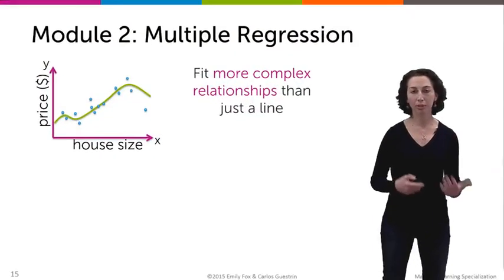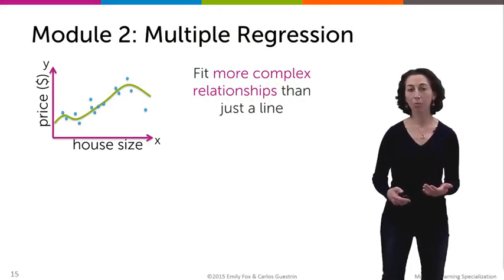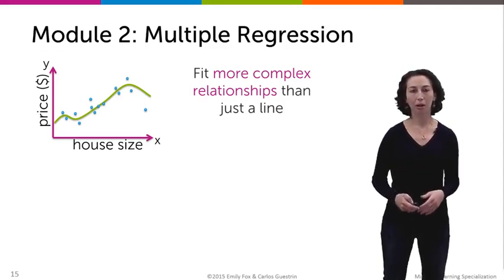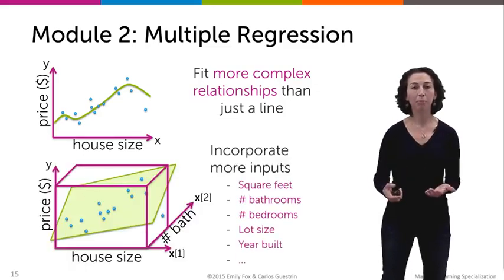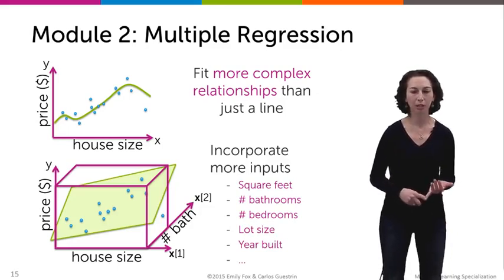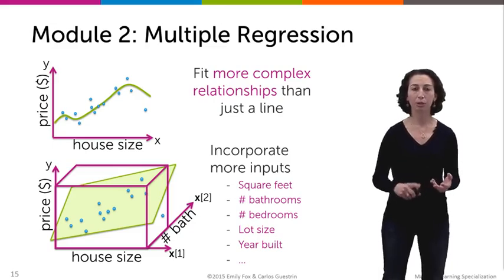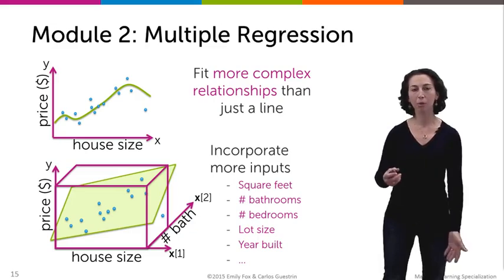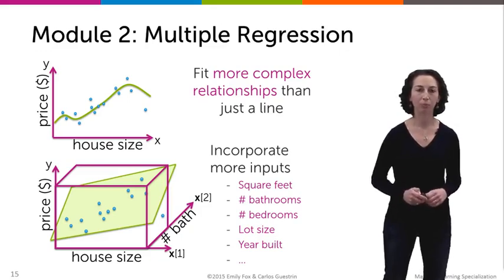We're then going to move from simple regression to multiple regression, and multiple regression allows us to fit more complicated relationships between our single input and our output, so more complicated than just a line, as well as to consider more inputs in our model. So for our housing application, maybe in addition to a measure of the size of the house, we have something talking about how many bedrooms there are, how many bathrooms, what the lot size is, what year the house was built, and we might have a whole bunch of different attributes of the house that we want to incorporate into forming our predictions. And that's what multiple regression allows us to do.